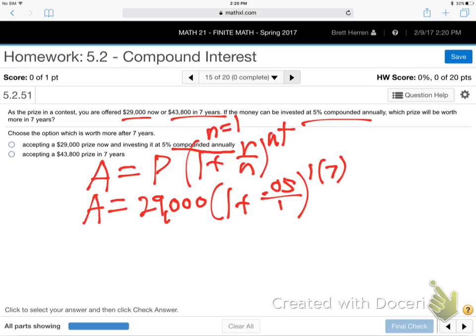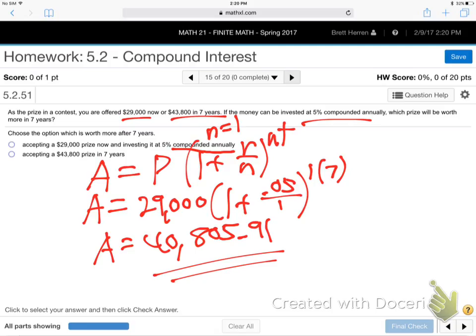I'm getting 40,805.91. You guys getting that? So looks like the 43,000 is better, huh? If you don't need the money in the next 7 years, I guess. It's always the time thing.